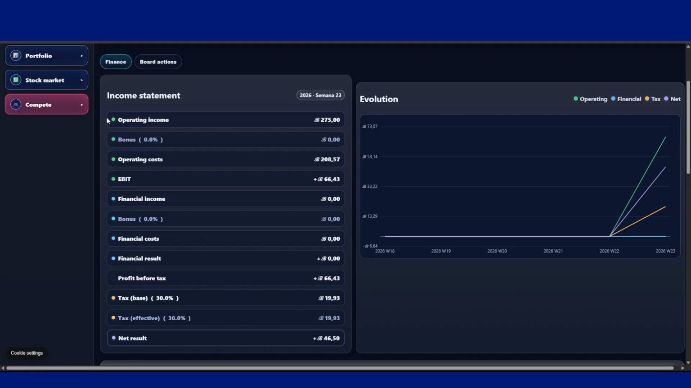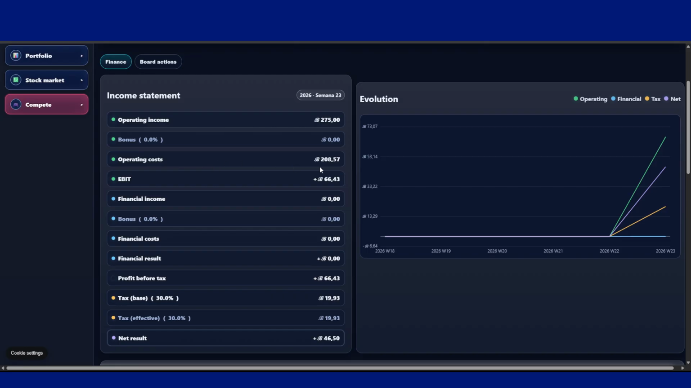It starts with operating income. This income mainly comes from the prizes your company has earned by playing simulation matches. Next, you will see operating costs. These include, for example, the entry costs for simulation matches and the CEO's salary.